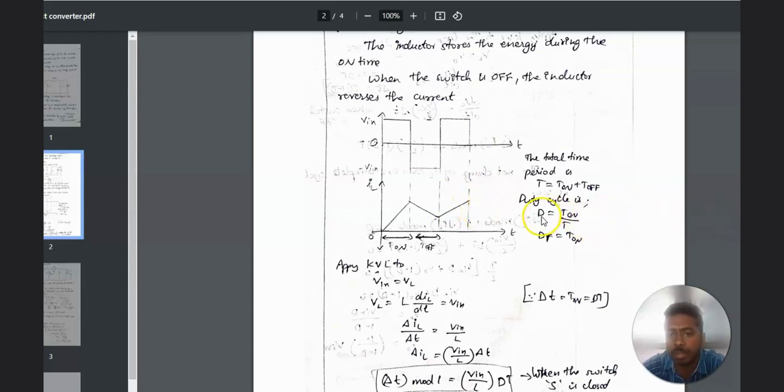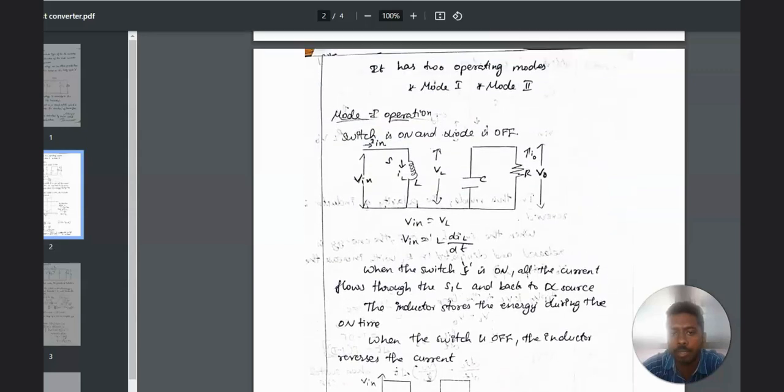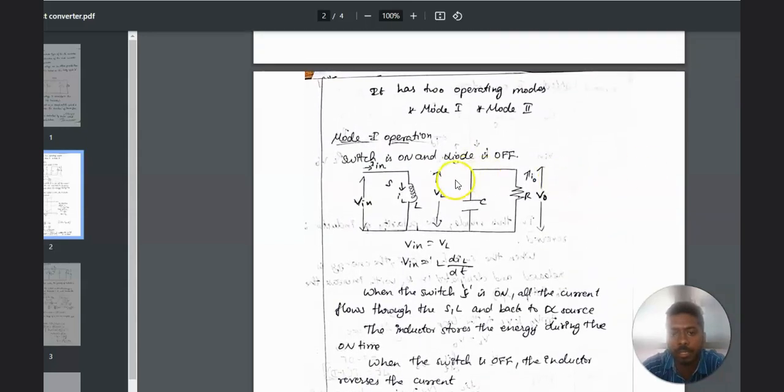This D is nothing but the duty cycle. The duty cycle is given by T on divided by T. Whatever input voltage is given will be stored in the form of a magnetic field in the inductor.